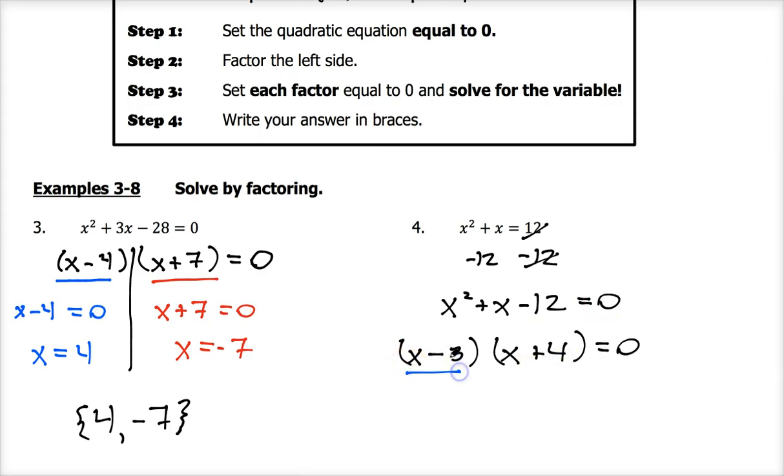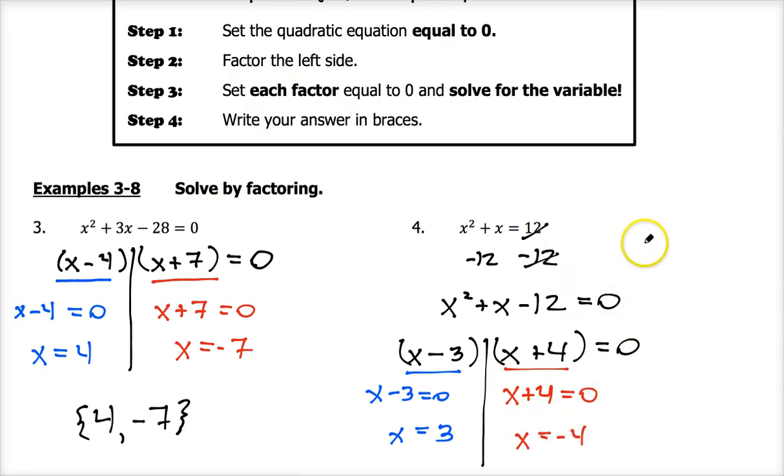So I can set each of these individual quantities now equal to 0 and solve them for x. So if x minus 3 is equal to 0, then x is positive 3. If x plus 4 is equal to 0, x is negative 4. So my solutions to this equation are positive 3 and negative 4.